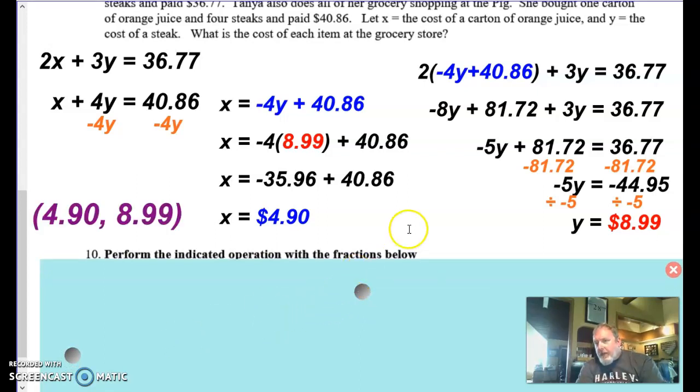And again, final step, when all is said and done, we found y, plug that back in here, got x. Make sure we write that final answer as an ordered pair. If you put the dollar signs in here, that's okay. If not, that's all right as well. But we do know that's $4.90 for a carton of orange juice and $8.99 per steak.